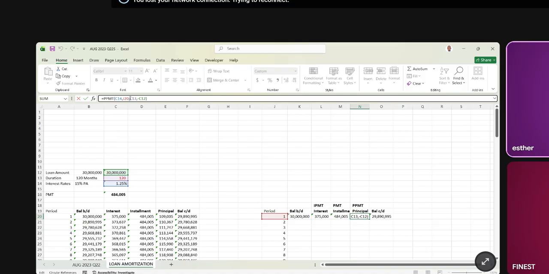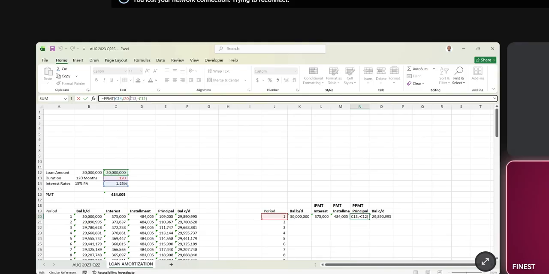The rate, which is 1.25. Hope you are not typing. I'm not typing, I'm referring. Comma. The period is 1. Are you referring to 1? Oh, it's the period, that's where I'm going wrong. Period is 1, and after 1 I go to 120. Then comma, then the PV figure. Okay.